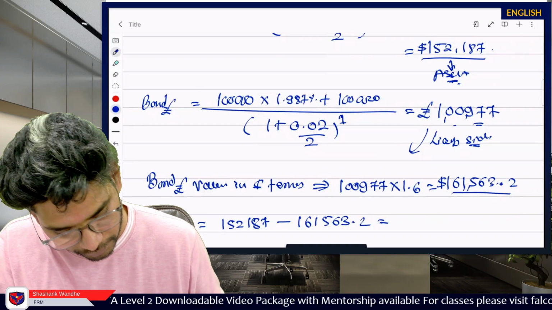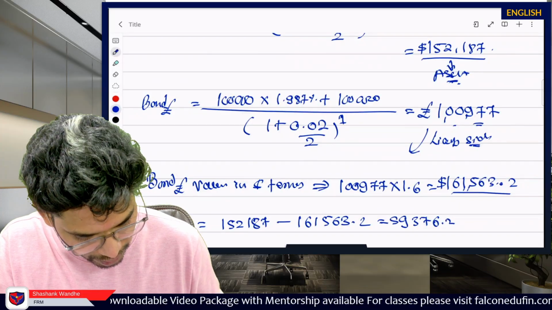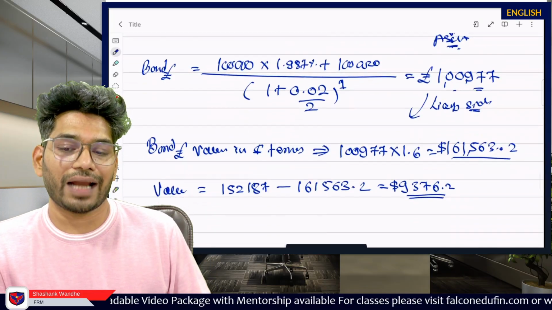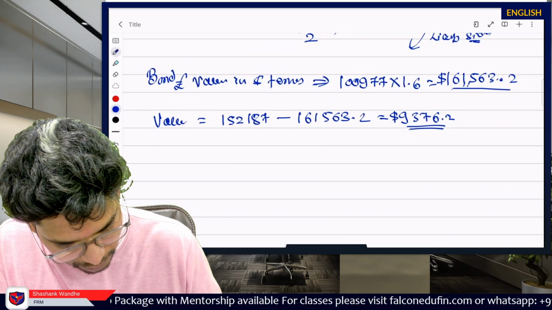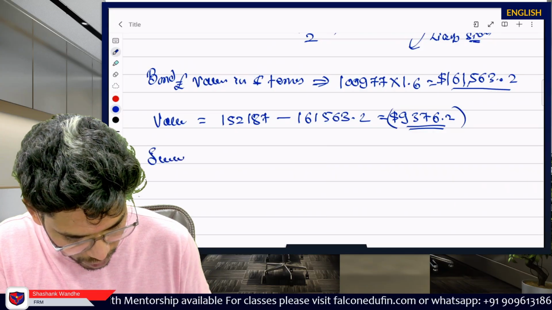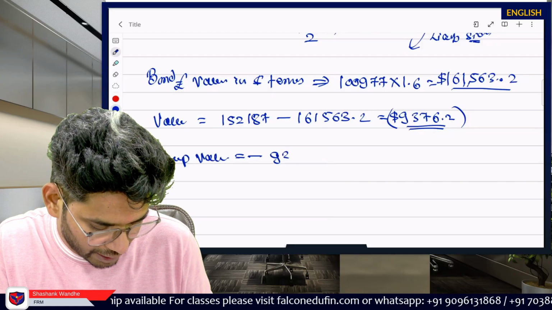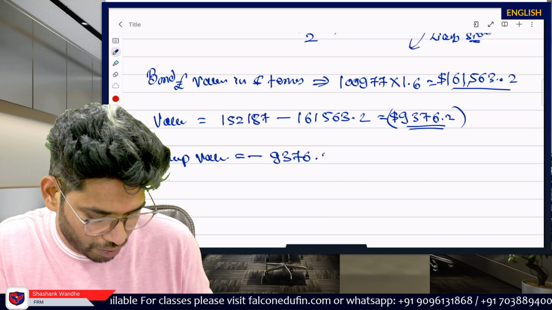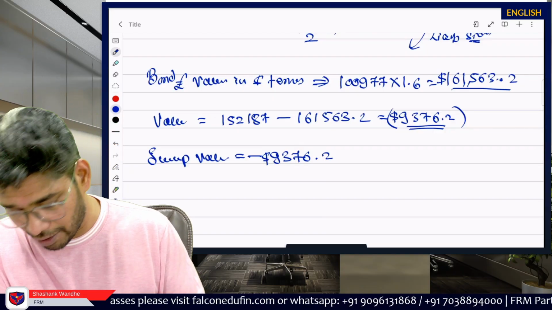152,187, 9,376.2 is the dollar denominated liability. The swap value is negative. Okay, swap value is equal to minus 9,376.2 dollars. Okay, this is how you do the valuation.